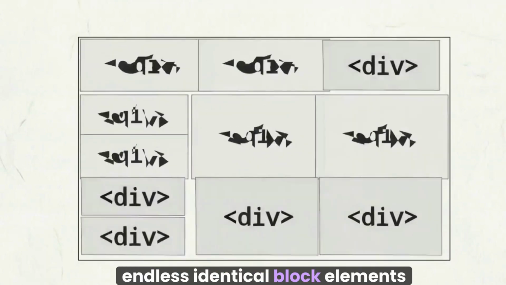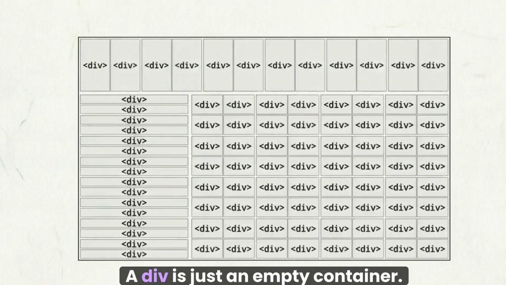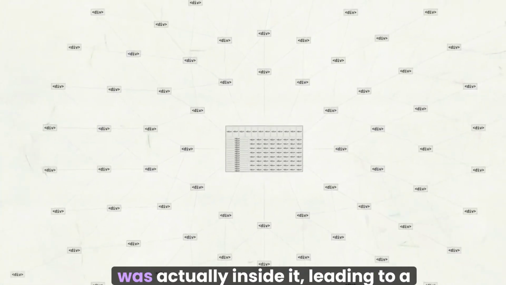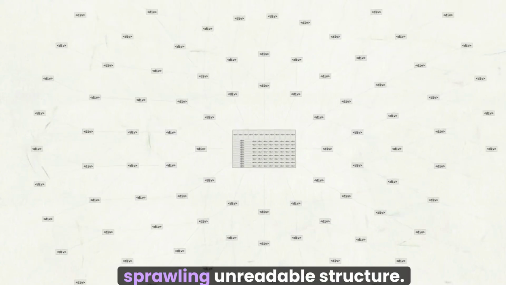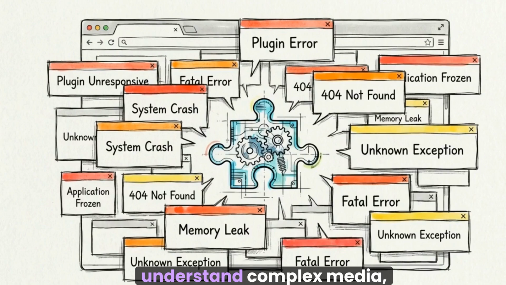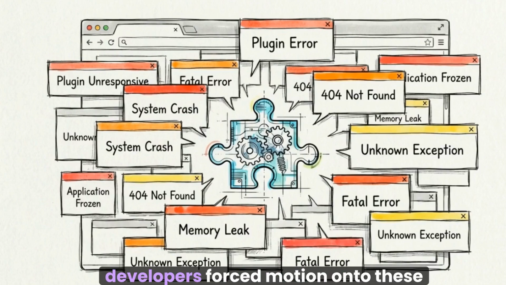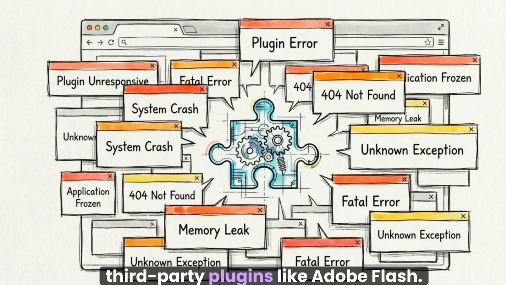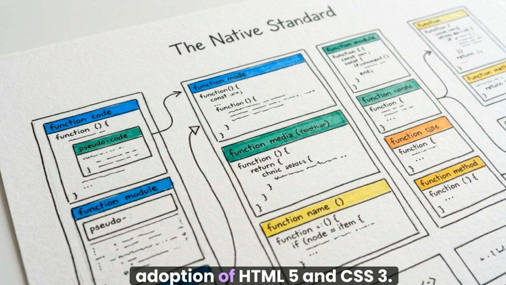Early developers had to rely on endless, identical block elements called divs. A div is just an empty container. It told the browser nothing about what was actually inside it, leading to a sprawling, unreadable structure. Because the browser couldn't understand complex media, developers forced motion onto these pages using heavy, vulnerable third-party plugins like Adobe Flash. That changed with the widespread adoption of HTML5 and CSS3.